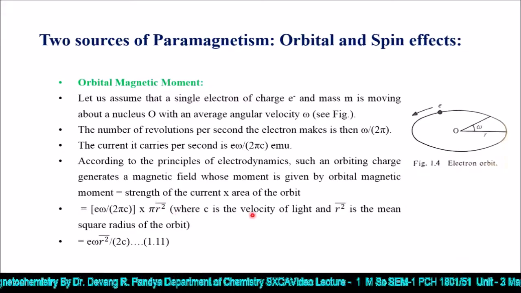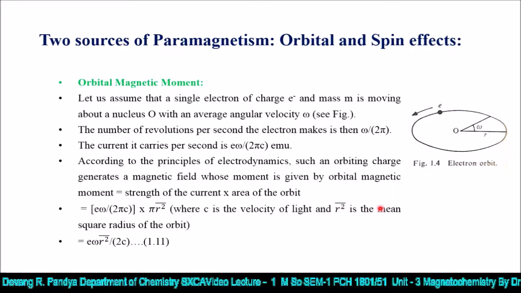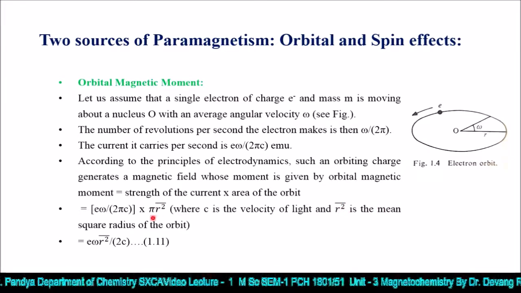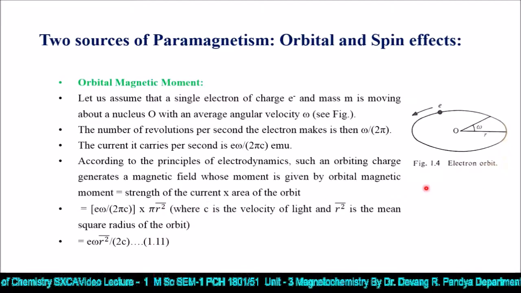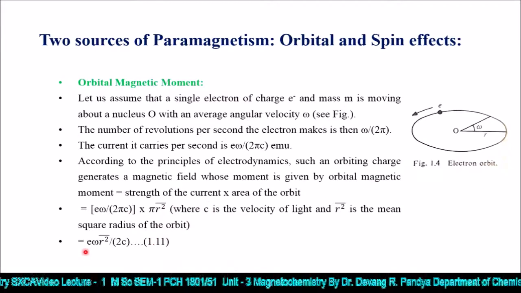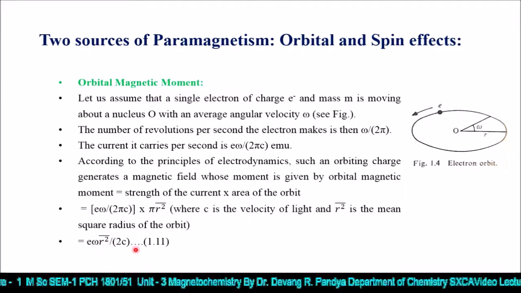Since c is the velocity of light and r square vector is the mean square radius of the orbit, the orbital magnetic moment is represented as e omega r square by 2c.